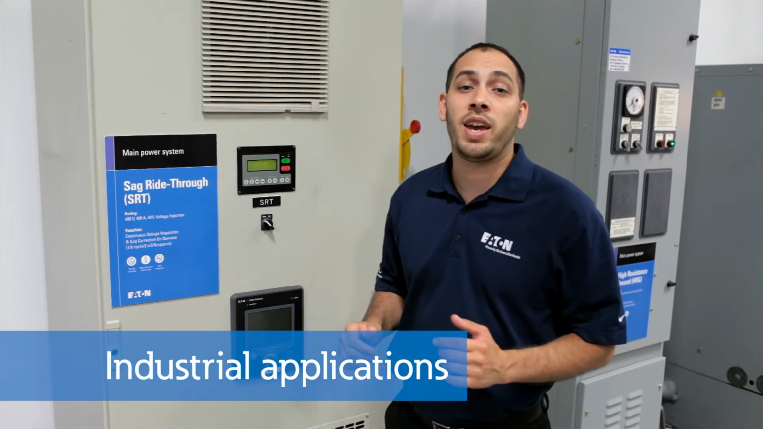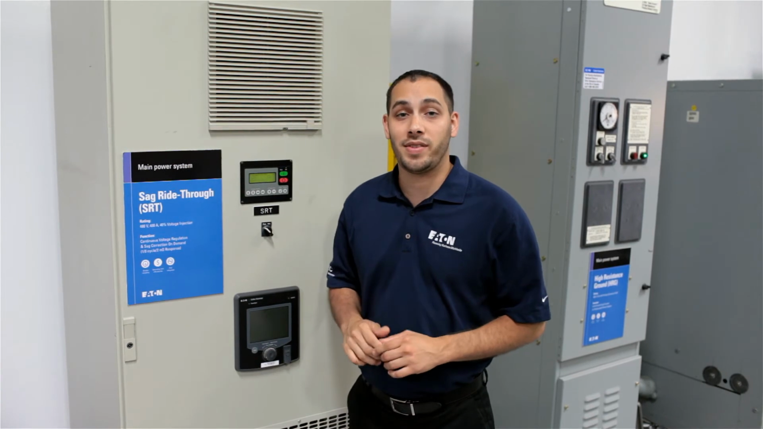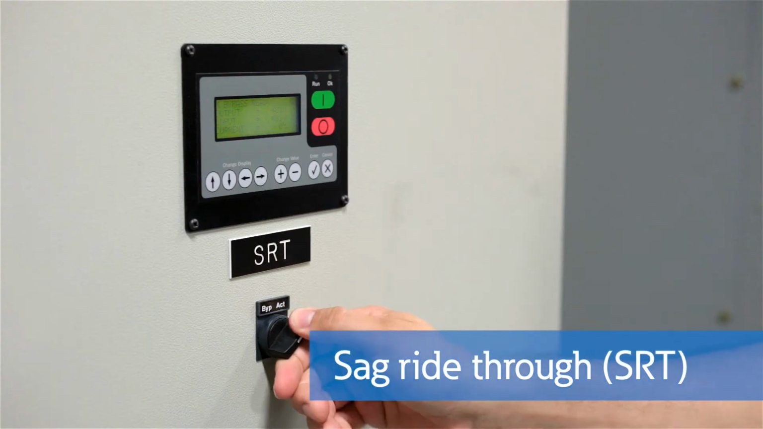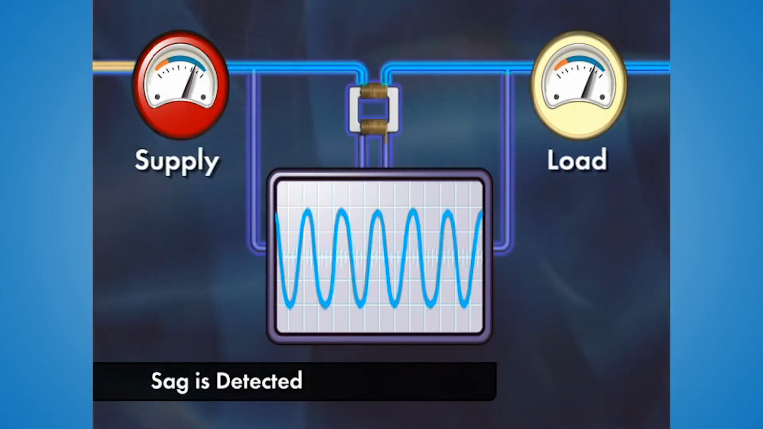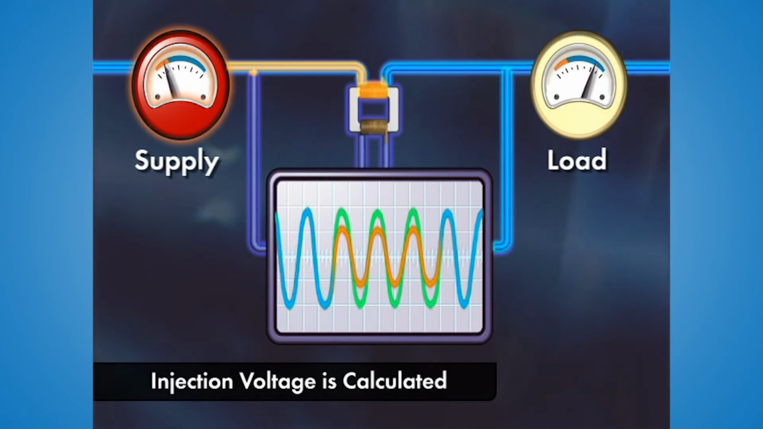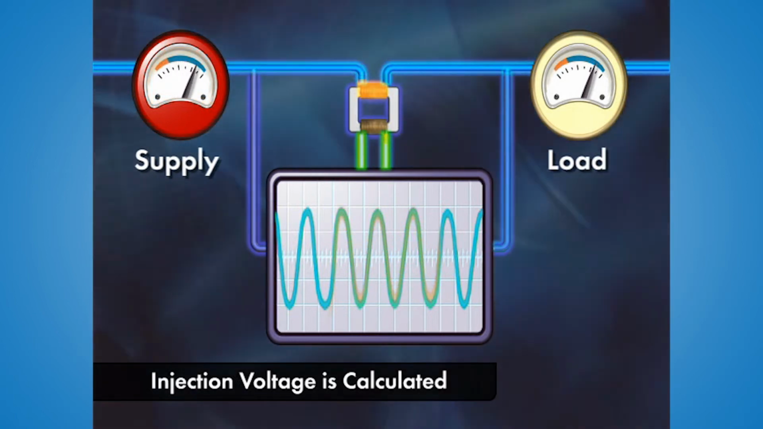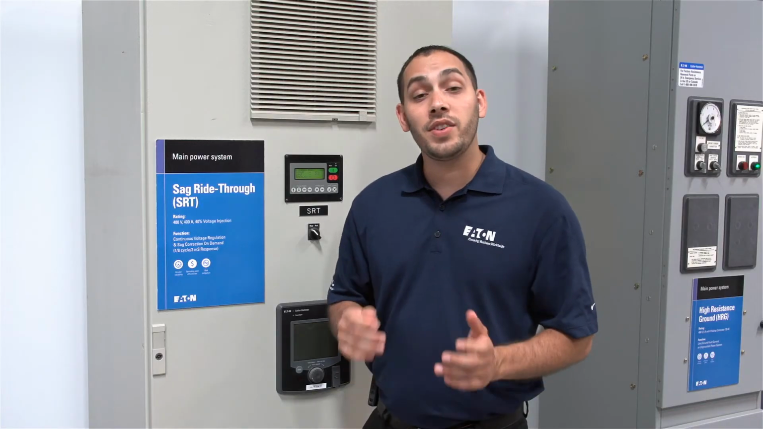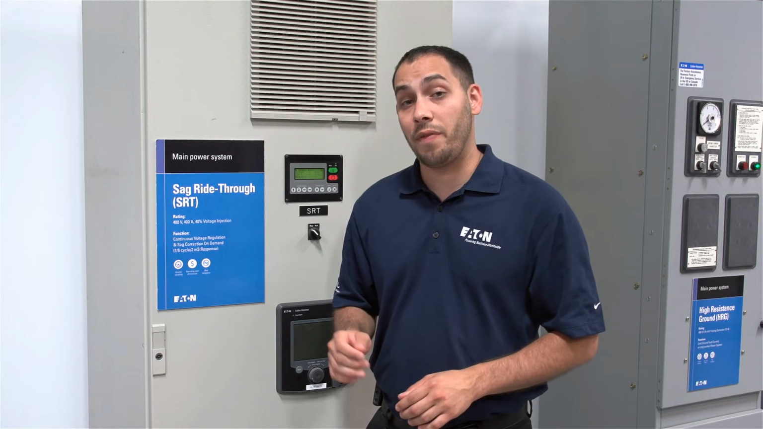For industrial applications, where batteries may not necessarily be appropriate, there are other methods of sag compensation. An SRT or sag ride-through continuously monitors the incoming voltage, and in the case of a fault, injects the required compensating voltage into the system so that the downstream devices see an acceptable voltage level. An SRT is considered a system solution to protect many loads or the entire facility.